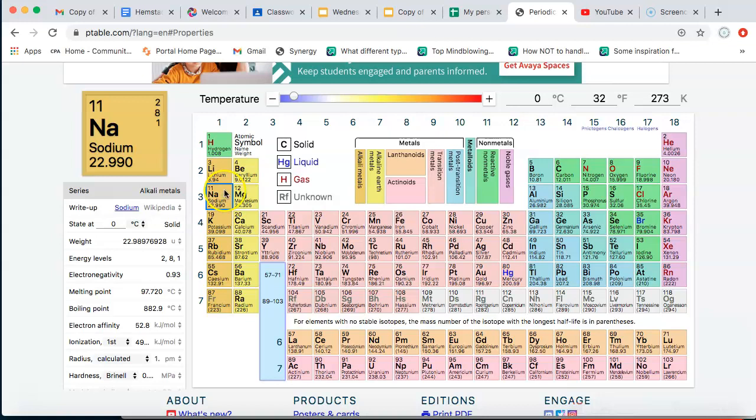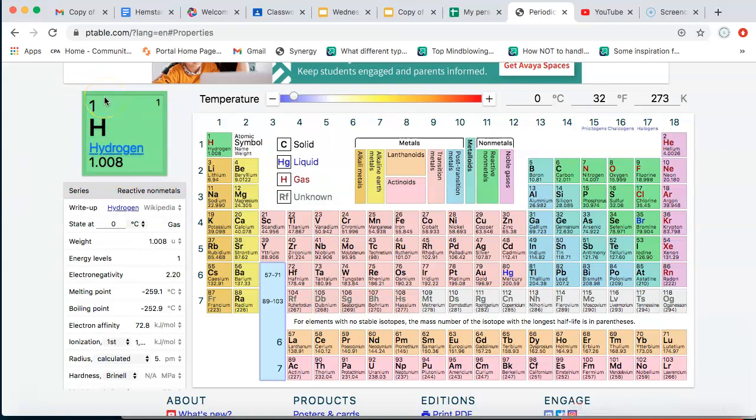Good. All right. So now that we've had a little bit of practice with symbols and names, let's learn about what these numbers mean. So we've got two numbers in all of these boxes. There's two numbers that are really important for every single element in the periodic table, and they all have them. The first number is called the atomic number, and the second number is called the atomic weight or the atomic mass. The atomic weight or atomic mass will always be bigger than the atomic number.